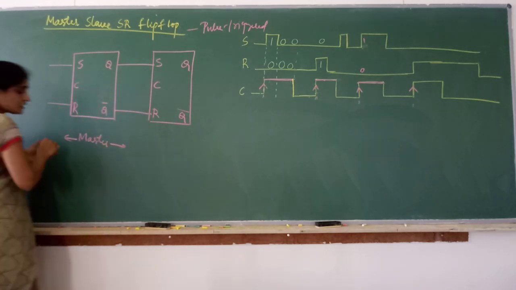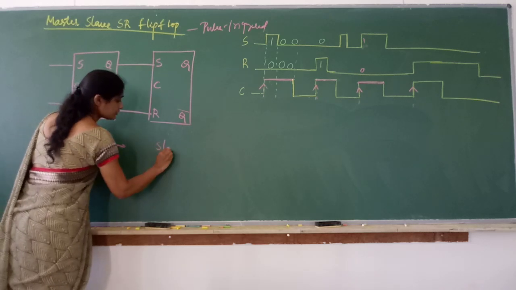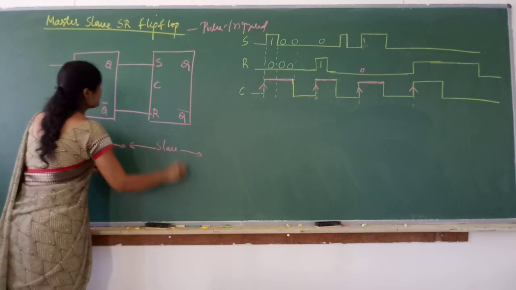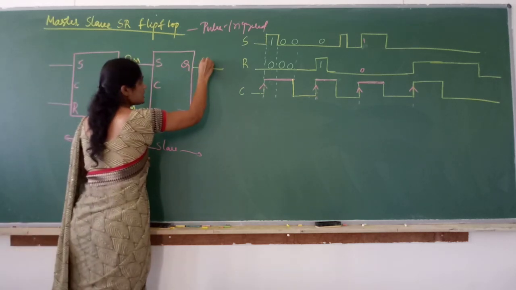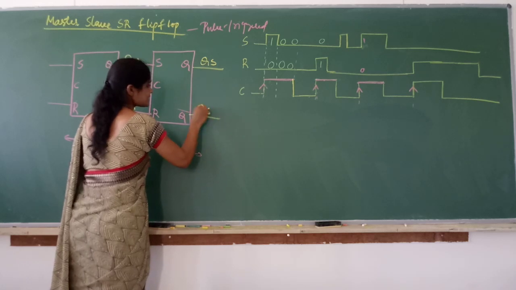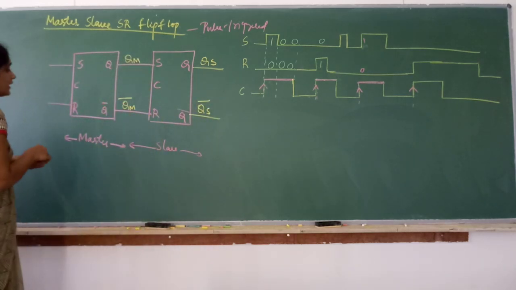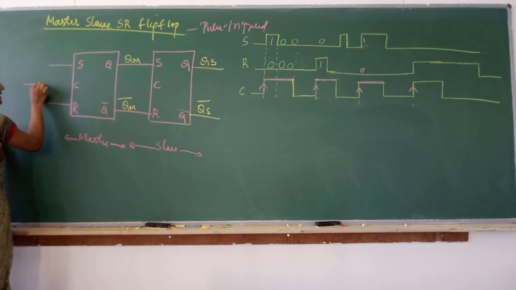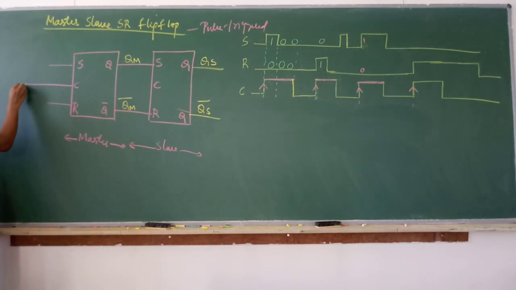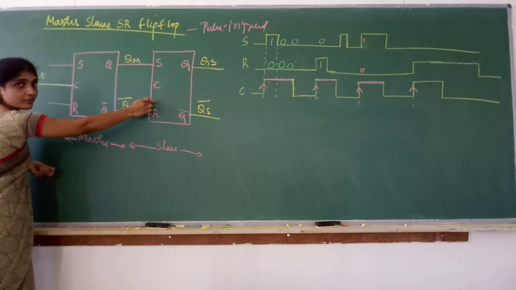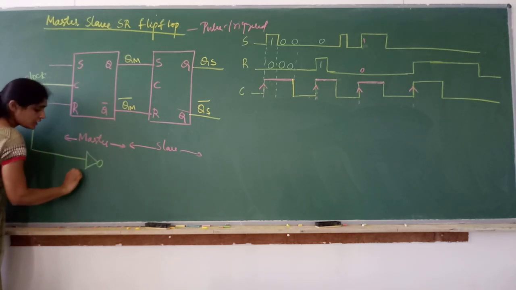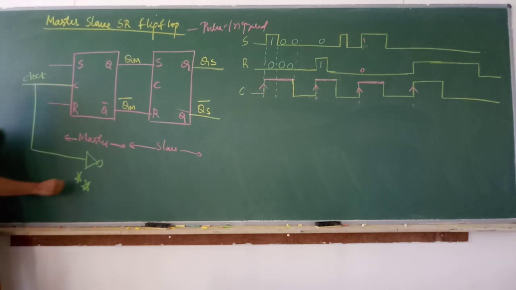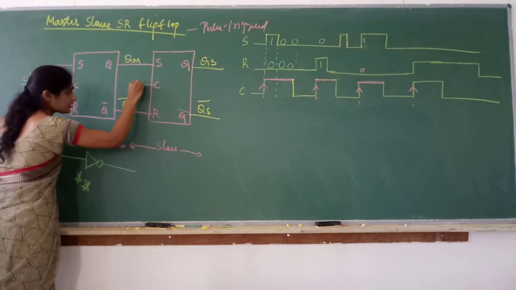Listen very carefully here. Since this is the master and this is the slave, I call the master outputs QM and QM bar, and the final outputs I will call QS and QS bar, as these are the outputs from the slave. Now the clock is given directly to the master. But for the slave flip-flop, the clock is connected through a NOT gate. Very important connection.